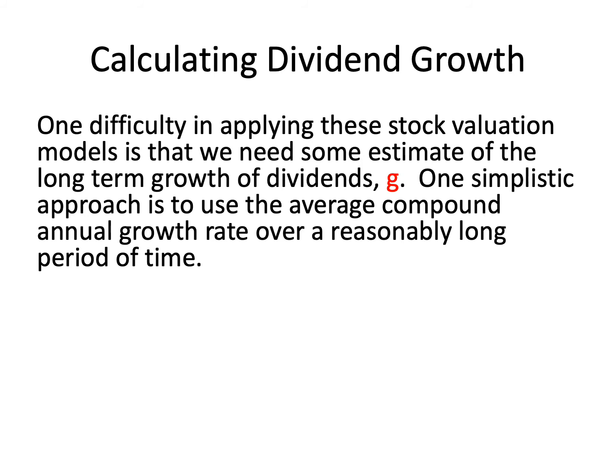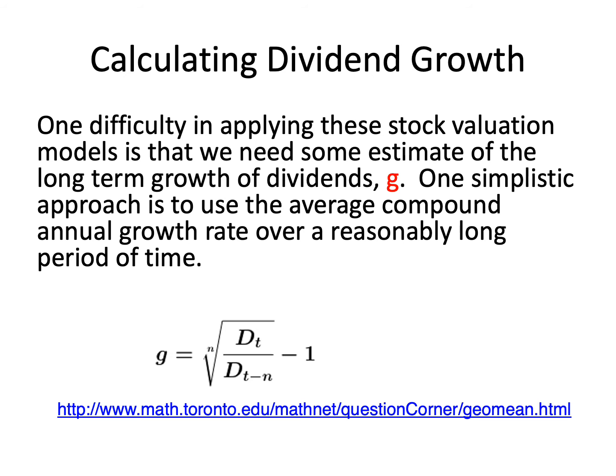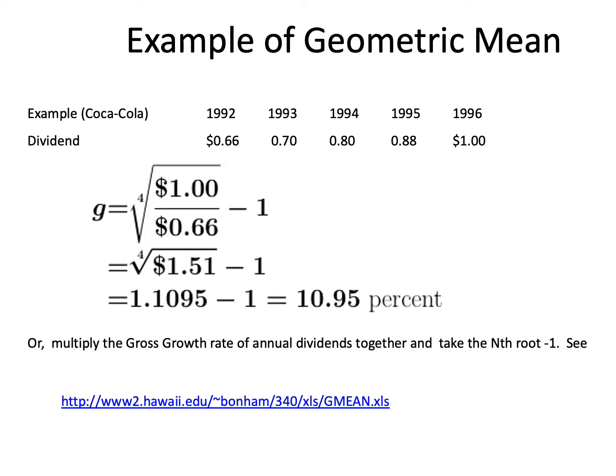One simplistic approach is just simply to use the average compound annual growth rate over a fairly long period of time. In other words, the growth rate is just simply the compound rate of growth, the average growth rate, (d_t over d_t minus 1) to the root n, and this is just in a sense a geometric mean.